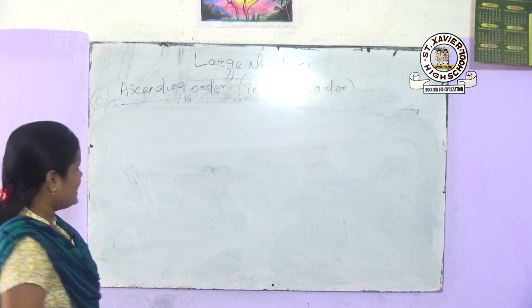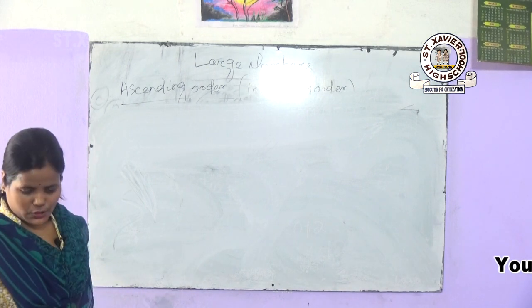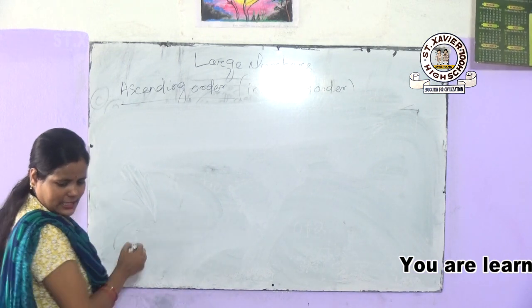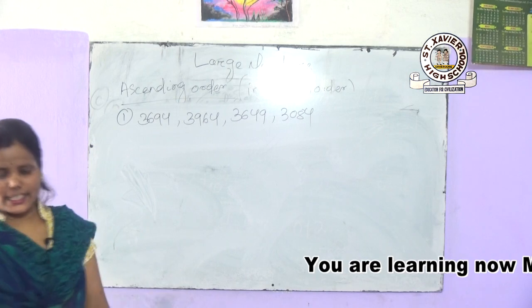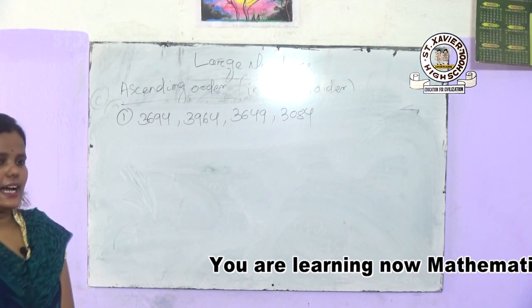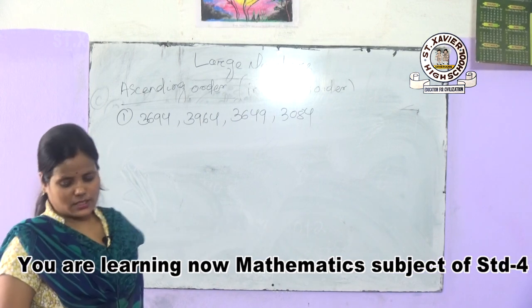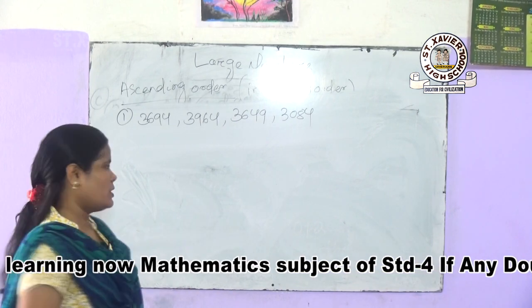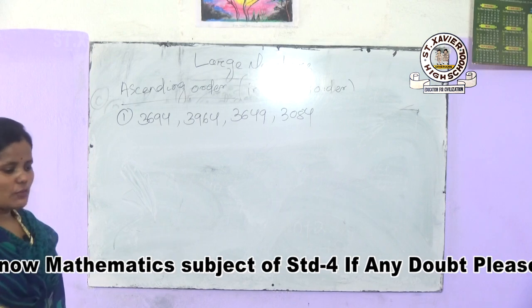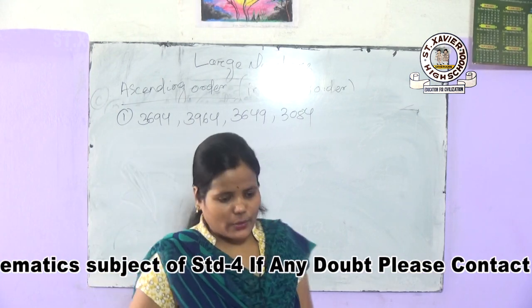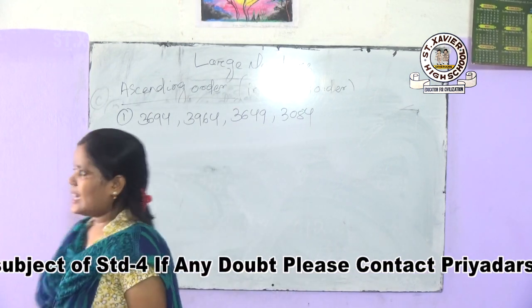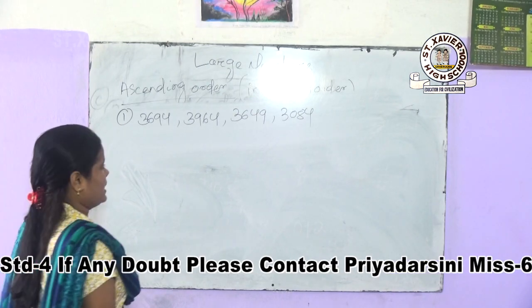Ascending order means increasing order. So just take an example. We can arrange numbers in order from smallest to largest. So first of all, how can we arrange them in order? First of all, we count the digits in each number.